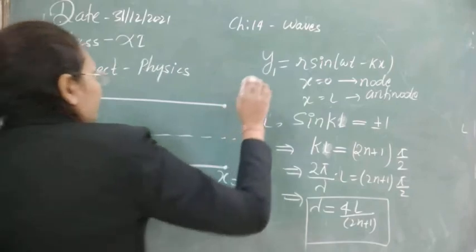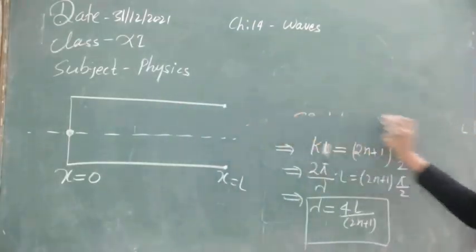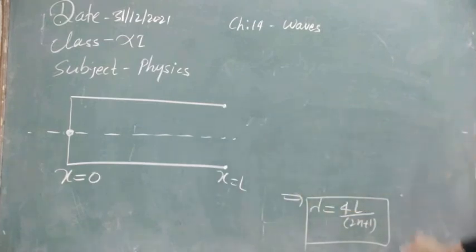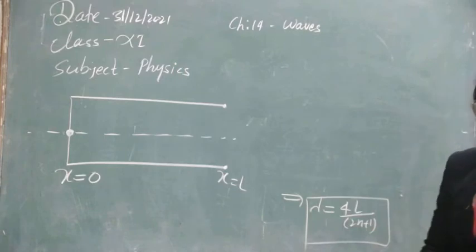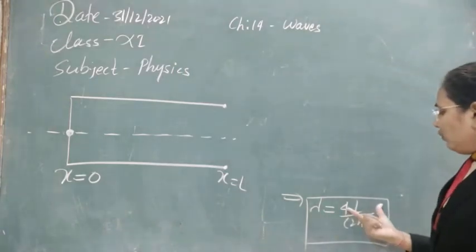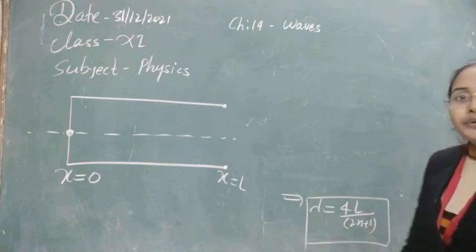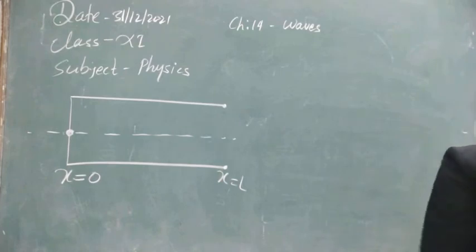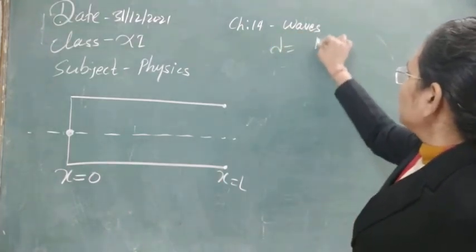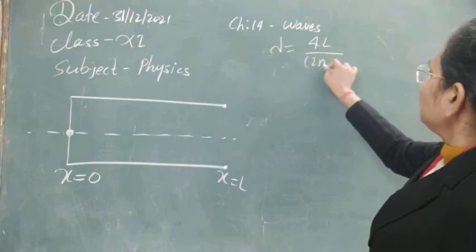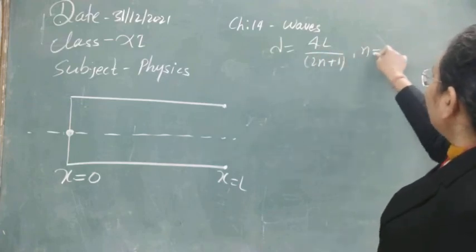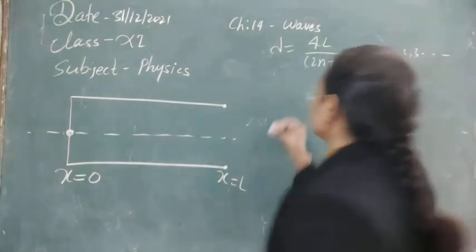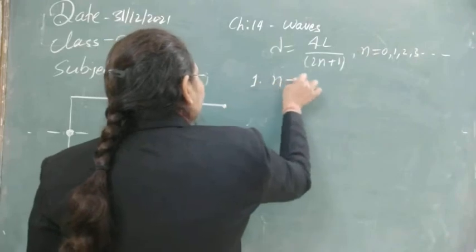So let's start our discussion again for the different modes of vibration, and those different modes of vibration we will get for different values of n, because here you can see in this whole expression 4 is constant and L is constant, so it can only vary with the variation of n. Let me rub this one out first. We will write it again here: lambda is equal to 4L upon (2n plus 1), where n can have the values 0, 1, 2, 3 and so on.